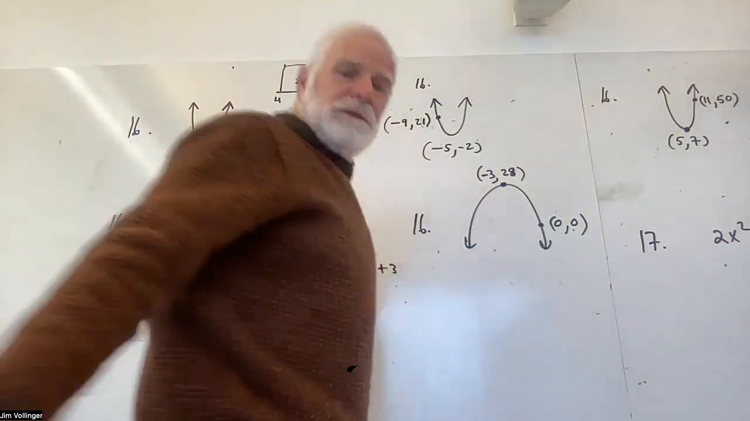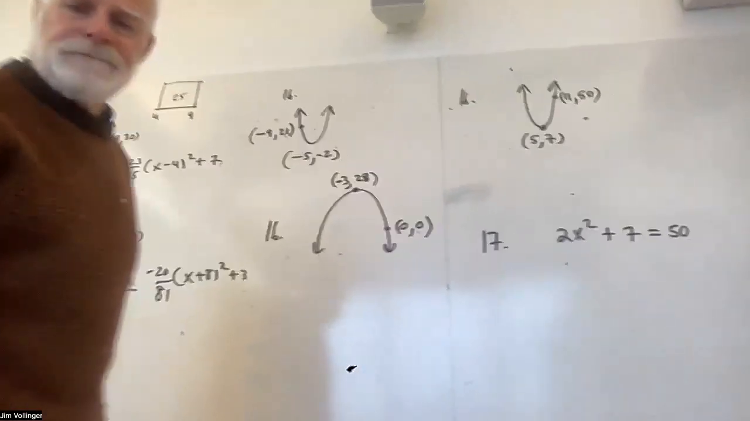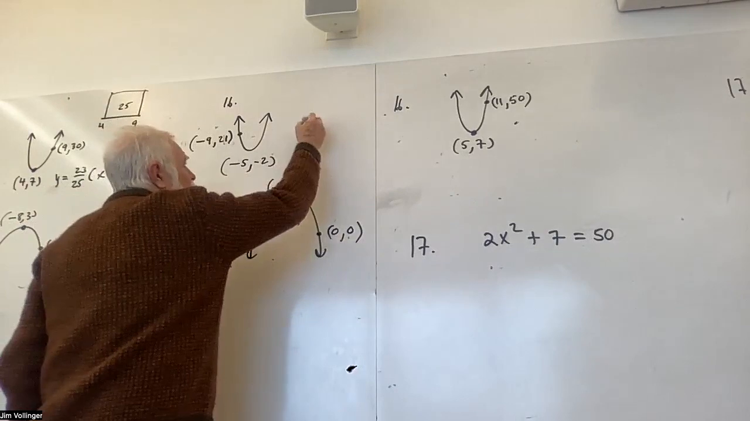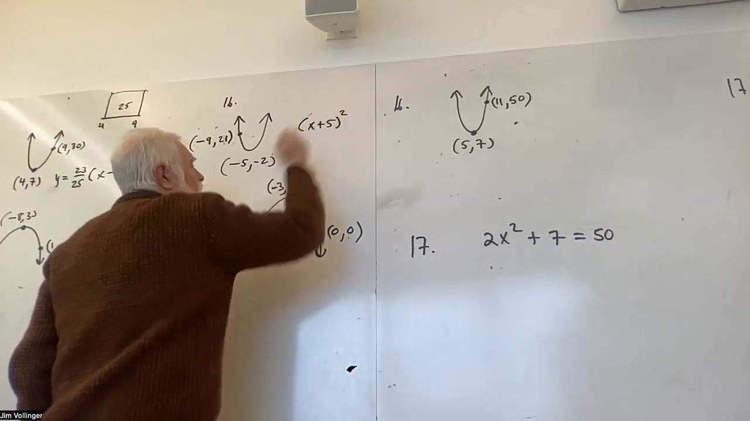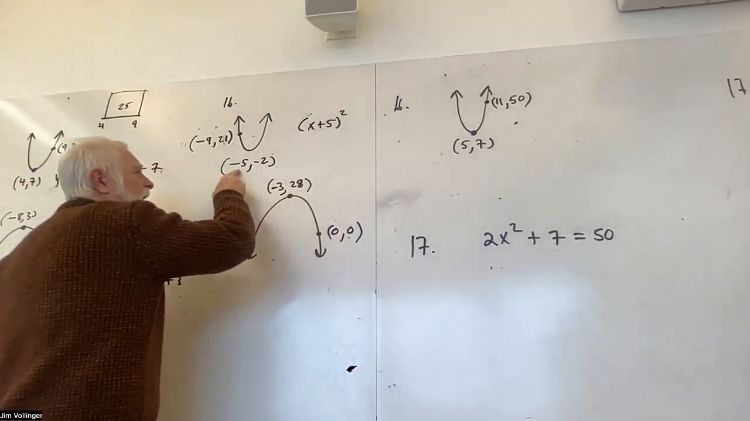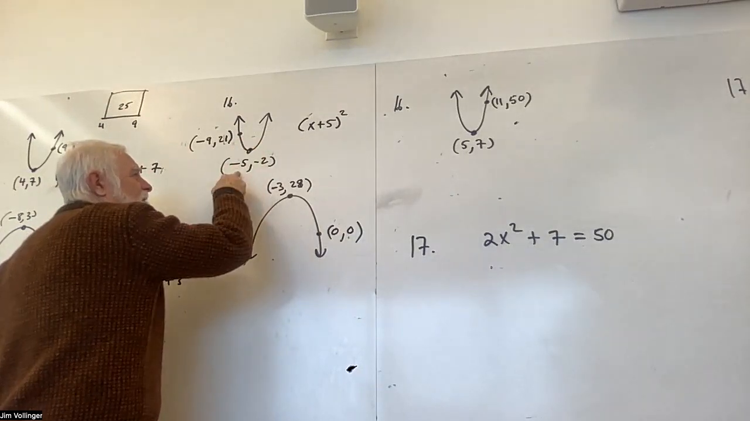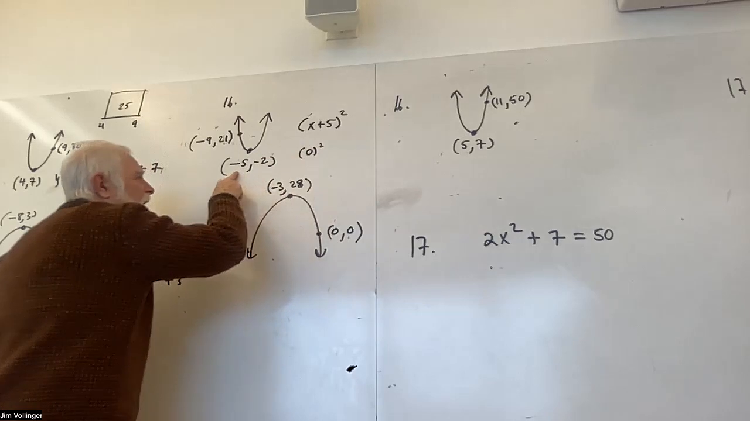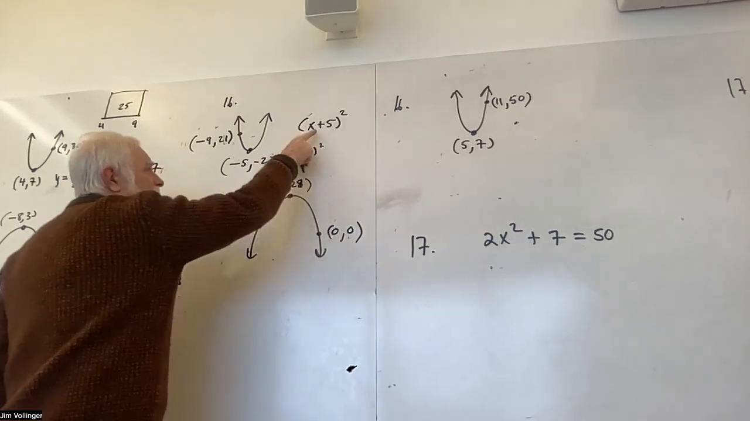-5, -2. Let's get the trusty card over here. -5, minus 2. So x plus 5 squared. That's the smallest square area we can have. There's a minimum at -5, and 0 squared is a minimum, so we want -5 to act like 0. Make that statement.